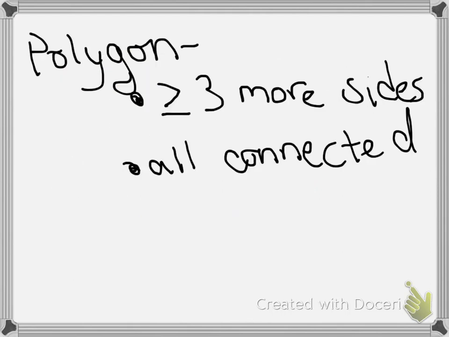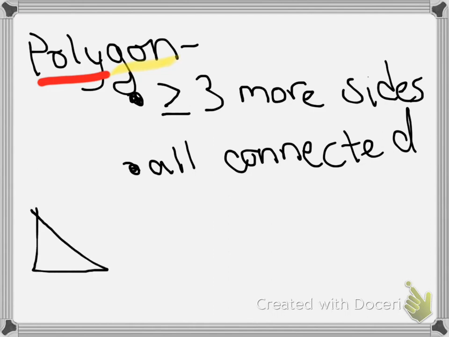So, first of all, let's define polygon. Remember how we already talked about the prefix poly means many, gon means shapes. So, many shapes. So, in order to be a polygon, these are bullet points, by the way, you have to have 3 or more sides. Remember, this symbol means greater or equal to. So, you need to have 3 or more sides, and they all need to be connected. So that is not a polygon.